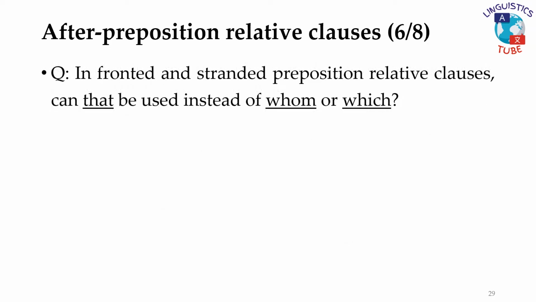Now that we understand the workings of these two variations of the after preposition relative clause, let me ask you a question. Remember that in object relative clauses, that can be used instead of whom and which. Also remember that after preposition relative clauses are a type of object relative clause. Therefore, in fronted and stranded preposition relative clauses, can that be used instead of whom or which? Please pause the video and think about it, and continue when you have your answer.